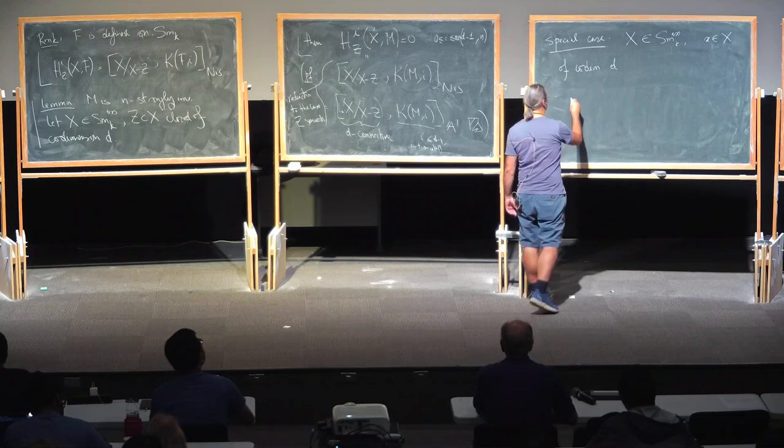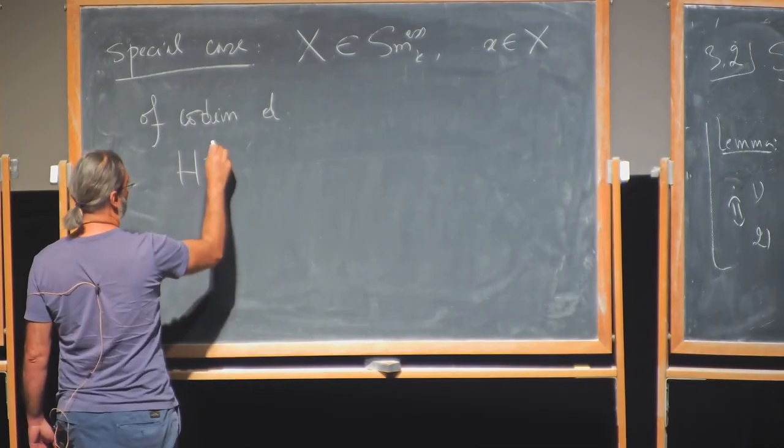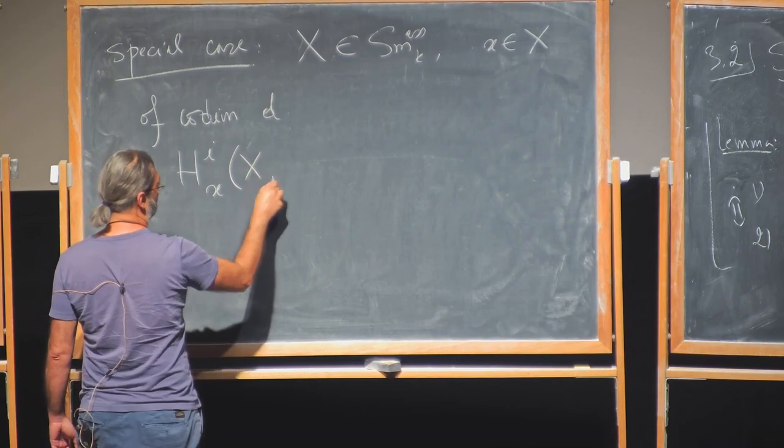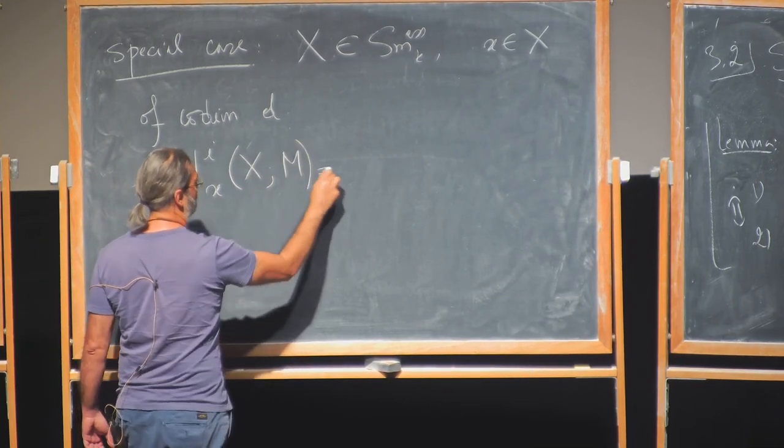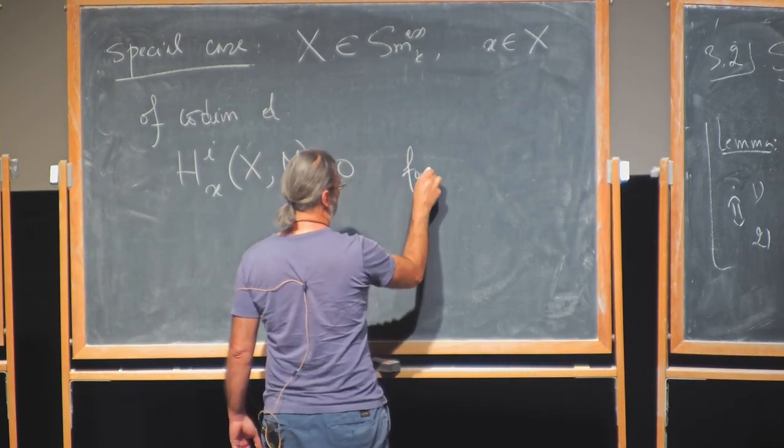And so then the claim is that the H^i(X, N) is 0 for the same.